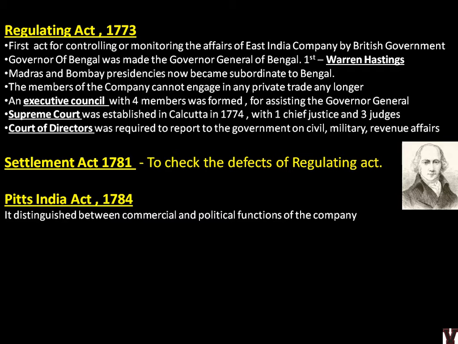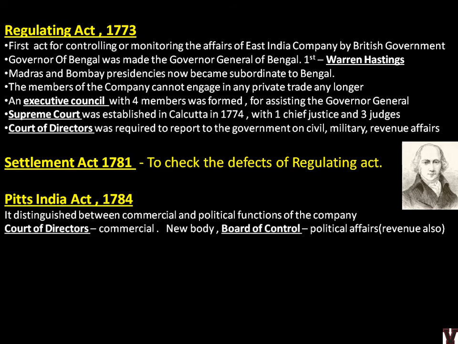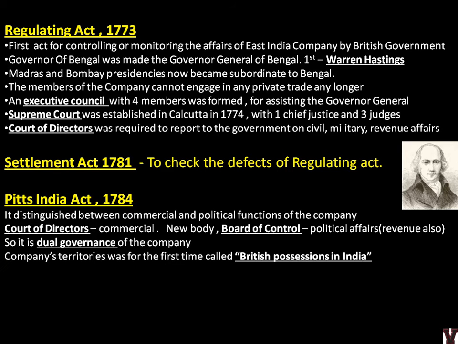Okay, so the Board of Control will have all the reporting rights or more control over the company, and the Court of Directors, which was a failure for them, only the commercial activities, that is small trade kind of thing, will be given to be in charge. So the Court of Directors looks into commercial things, and the new body Board of Control will look after the political affairs. So it's a dual governance of the company. Company's territories were for the first time called British possessions in India.